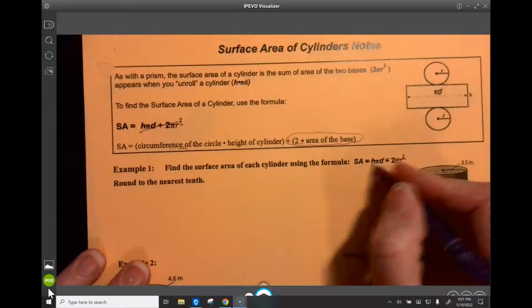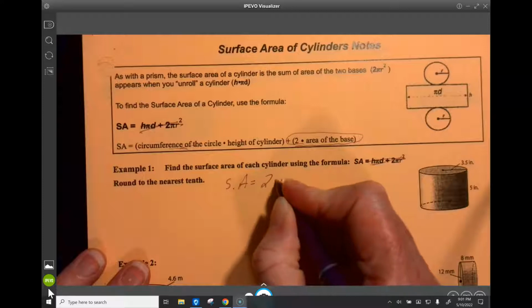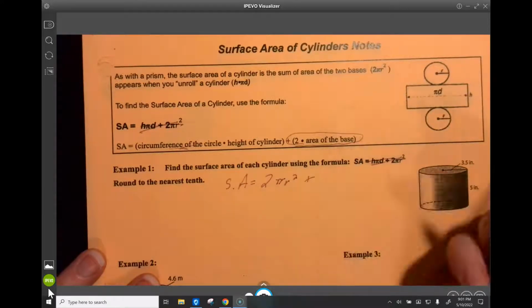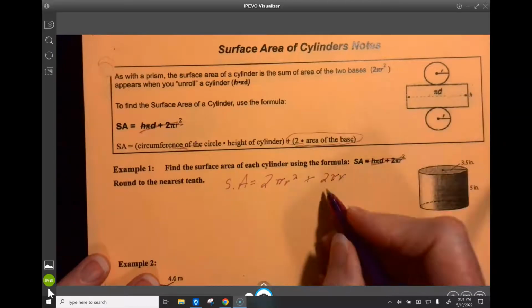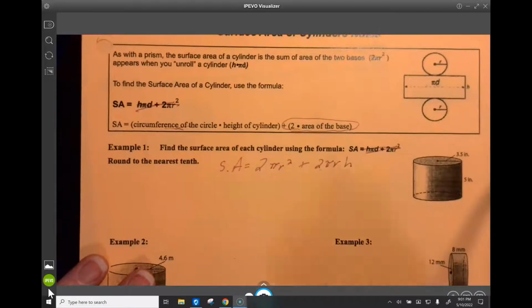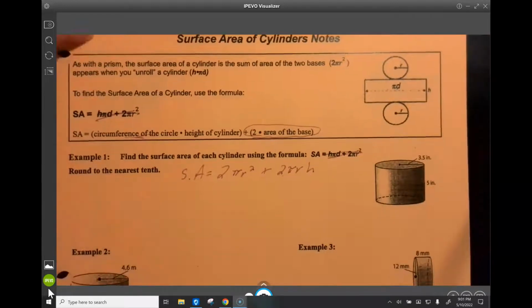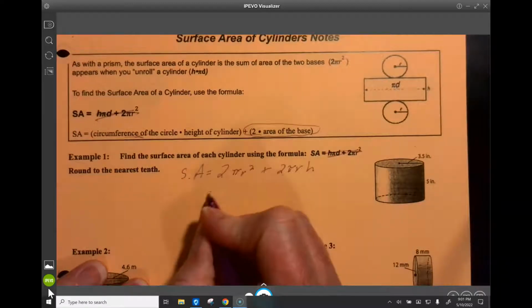What we're going to use is surface area is equal to two circles, so 2 times the area of the circles, plus the circumference. Circumference is 2 pi r, and that is the length, and then the height is the width. So this is the formula we're going to be using: 2 pi r squared plus 2 pi r h. As long as we have a radius, we're just going to plug everything in, and we're going to use our calculators to do it. So here we go.